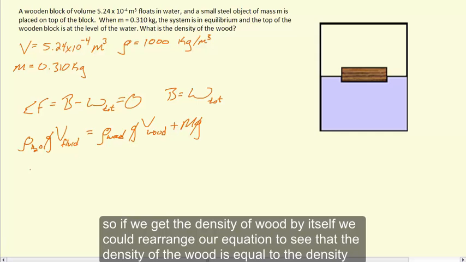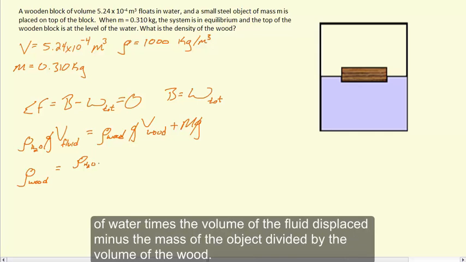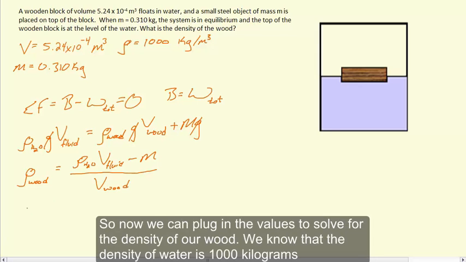So if we get the density of wood by itself, we can rearrange our equation to see that the density of wood is equal to the density of water times the volume of the fluid displaced minus the mass of the object, divided by the volume of the wood. So now we can plug in the values to solve for the density of our wood.